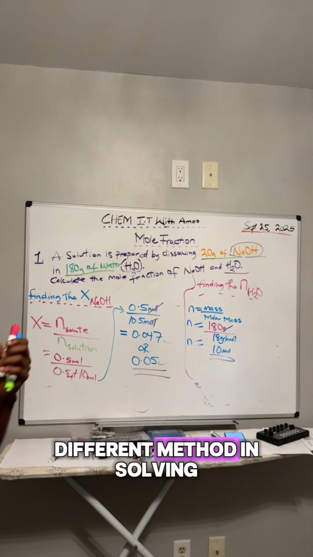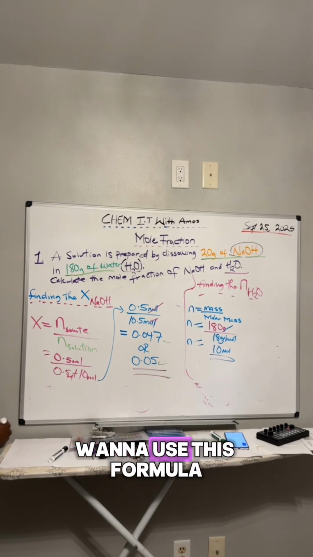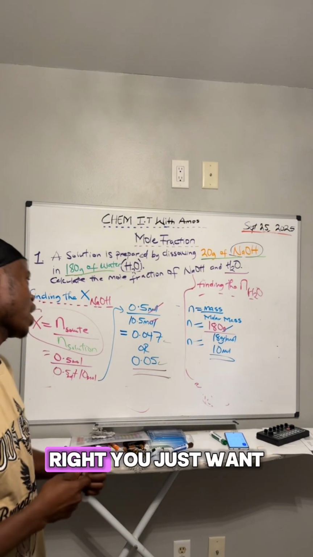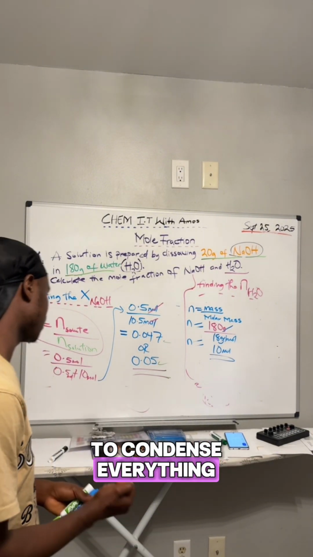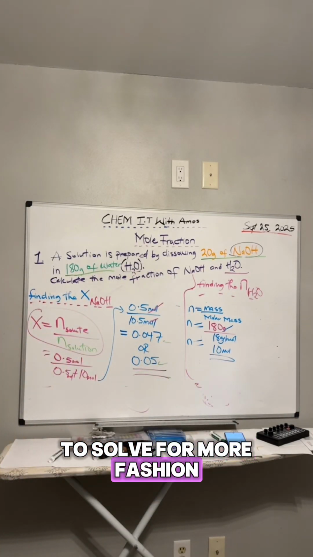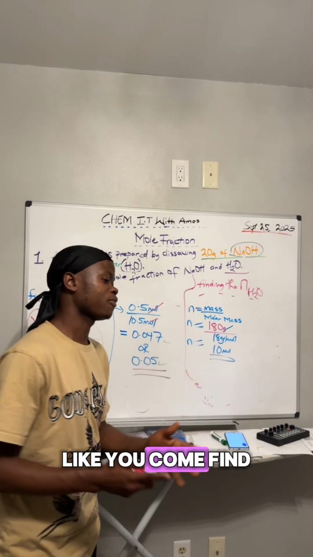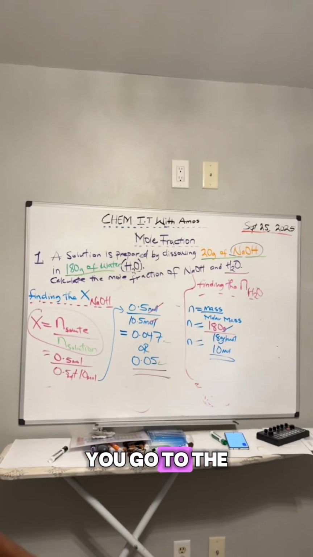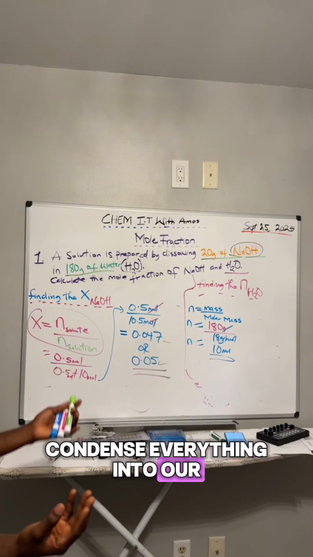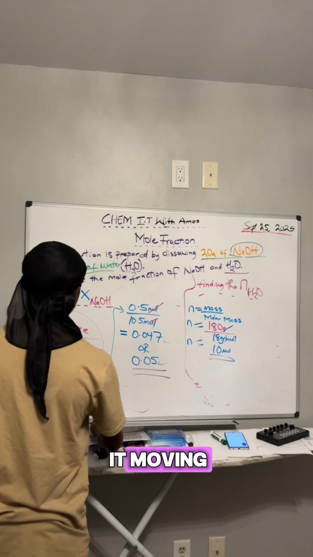I'm going to give you a different method of solving for mole fraction. Maybe you don't want to use this formula as a whole to solve for mole fraction. You just want to condense everything to see how best you can solve for mole fraction. So you don't want to solve for them separately, finding the mole of this, the mole of that, and going to the mass. You want to condense everything into a single formula to solve for mole fraction. So let's keep it moving.